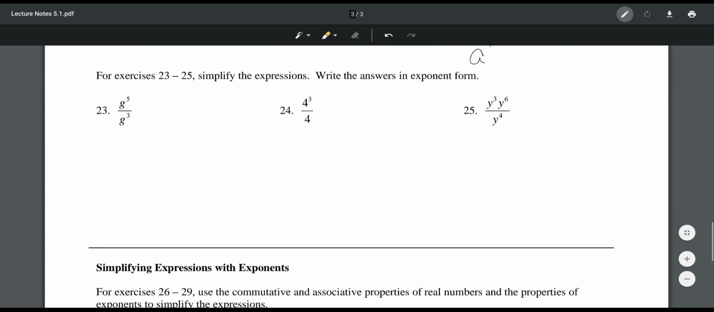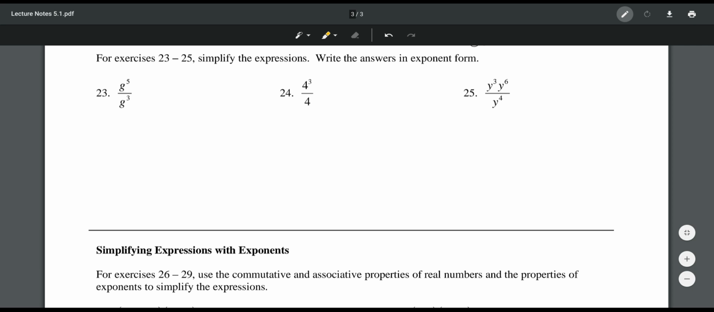Now when we divide, we are going to subtract. So in number 23, since I have g to the 5th divided by g to the 3rd, I'm going to keep the g and I'm going to take the top exponent and subtract the bottom one from it. So that gives me g squared for number 23. Same thing for number 24. I've got 4 to the 3rd divided by 4. So I should be thinking 3 minus 1, and that gives me 4 squared.